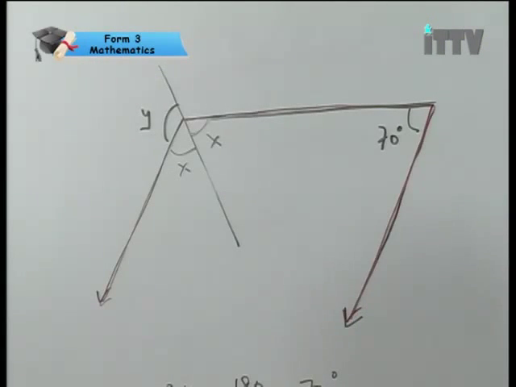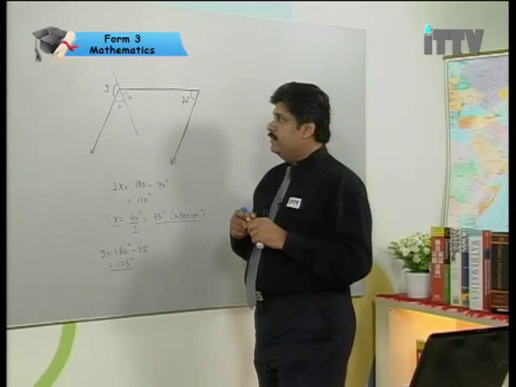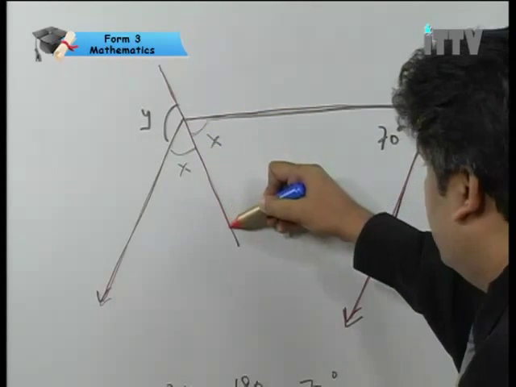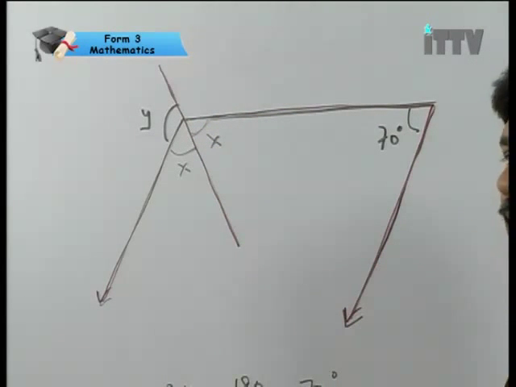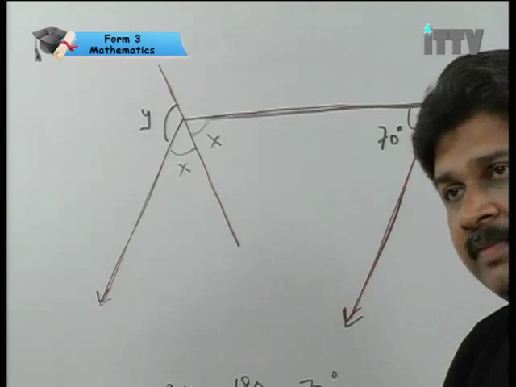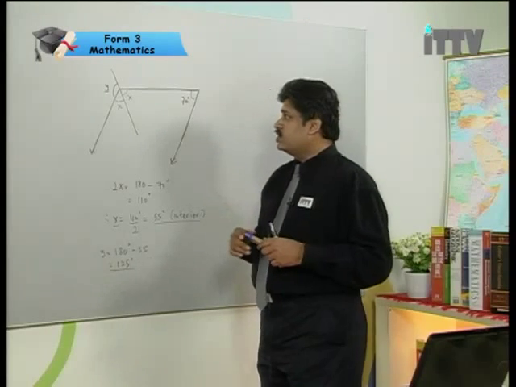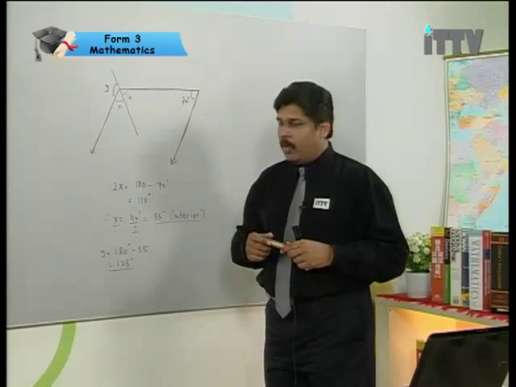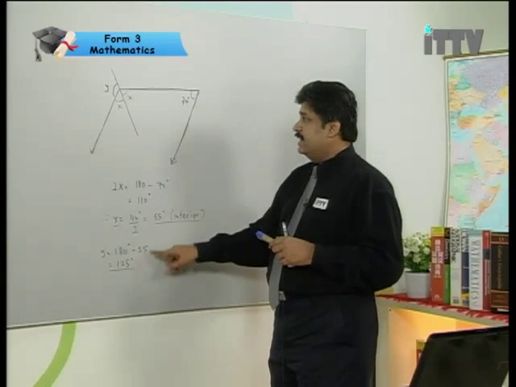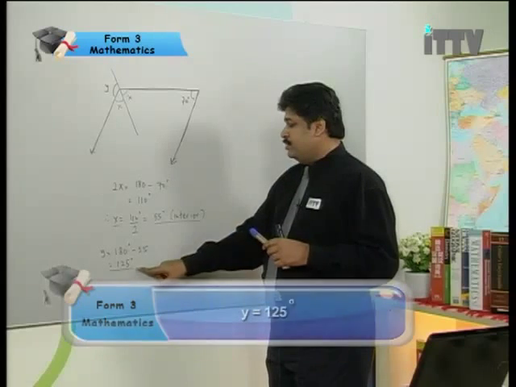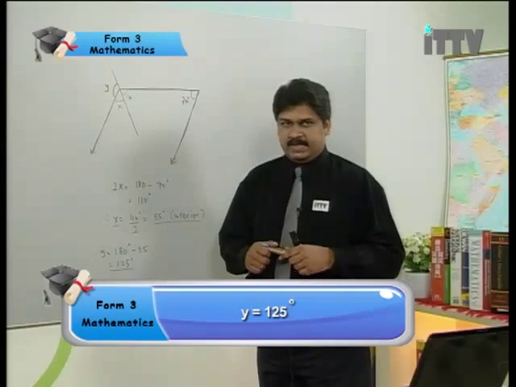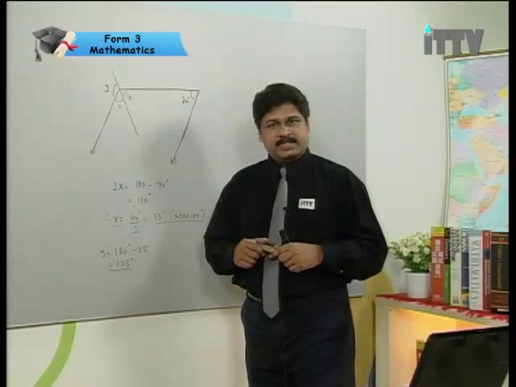Next on the question, how do we obtain y? If you look closely, y and x are located on a straight line. In our earlier lessons, I've mentioned to you that the sum of angles on a straight line amounts to 180. As such, in order for me to find the value of y, I take 180 degrees less 55, that is one value of x, and I will obtain y equals 125 degrees.